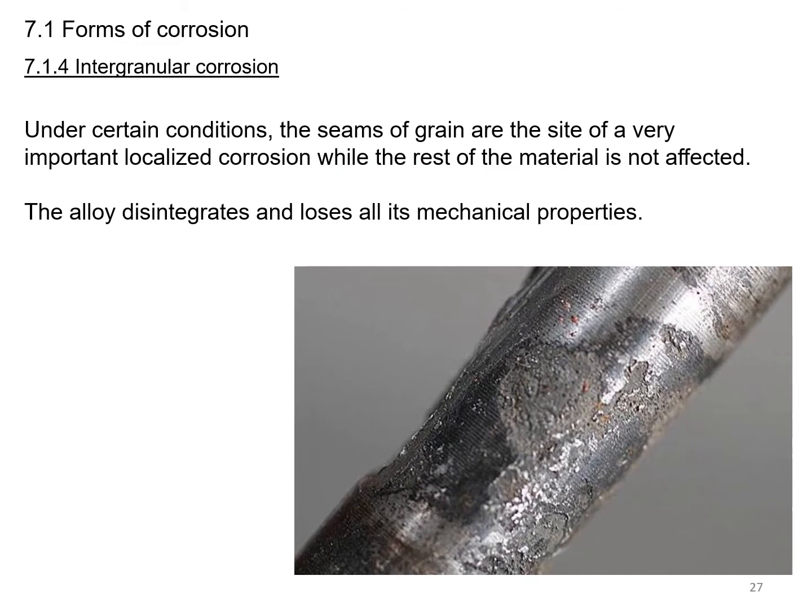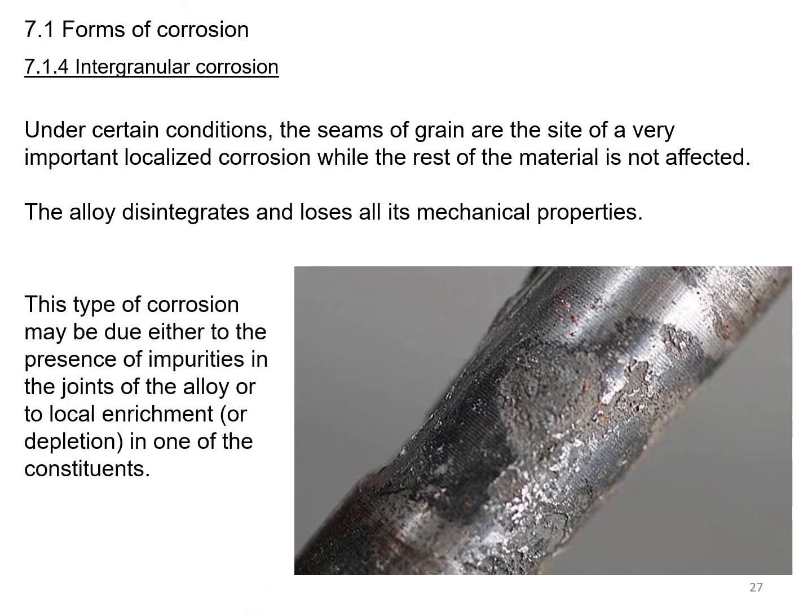Under certain conditions, the seams of the grain are the site of very important localized corrosion, while the rest of the material is not affected. The alloy disintegrates and loses its mechanical properties. This type of corrosion may be due either to the presence of impurity in the joints of the alloy or to local enrichment or depletion in one of the constituents of the alloy itself.